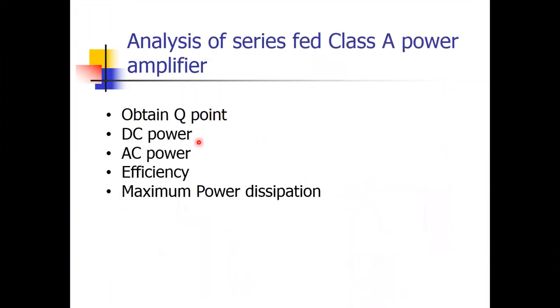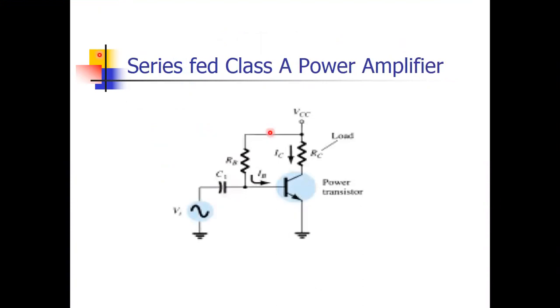So these are the steps for analysis. First, we have to calculate the Q point, then DC power, AC power, efficiency, and maximum power dissipation. Okay. So first of all, we'll do the analysis of the series fed class A power amplifier.